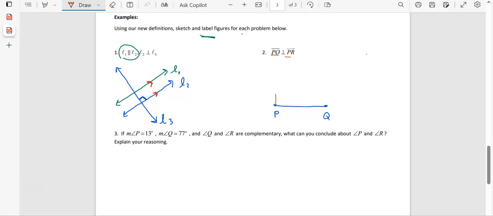Because it's perpendicular, I'm going to draw it 90 degrees. Again, I have a ray here, so I should have an arrow at the end. I know my endpoint is P, so I don't really want to go beyond that. I'm going to draw my corner box because it's 90 degrees, and I'm going to have a point R on there. Again, I'm using different colors just to highlight some things, but you guys are just sketching in pencil. Okay, question number 3.